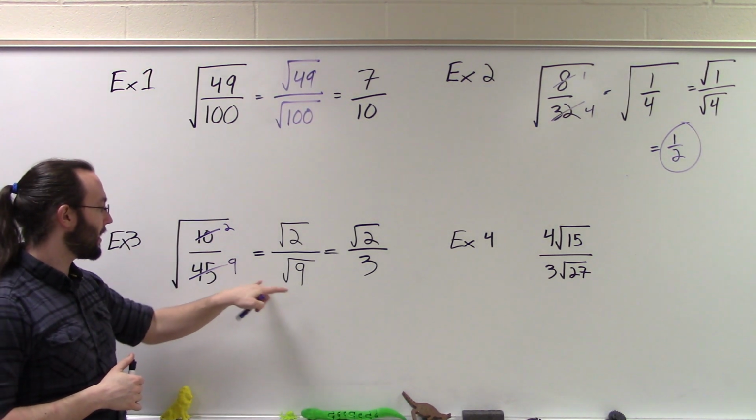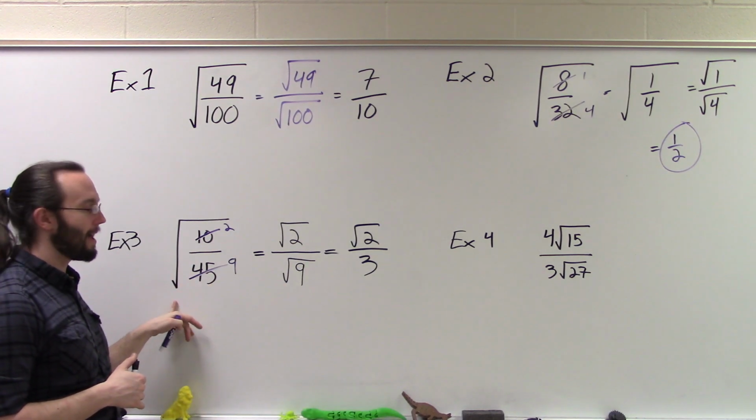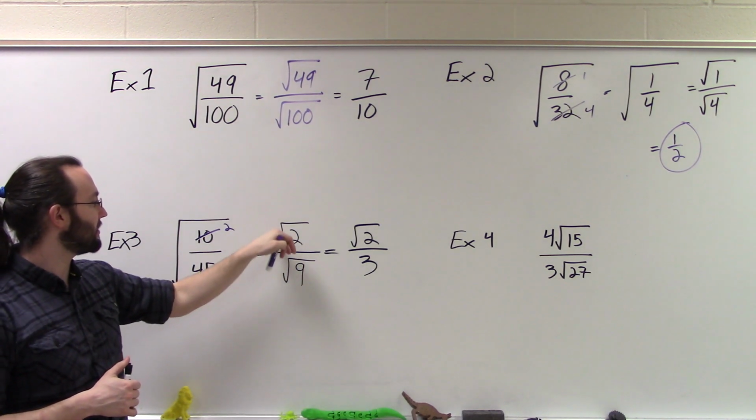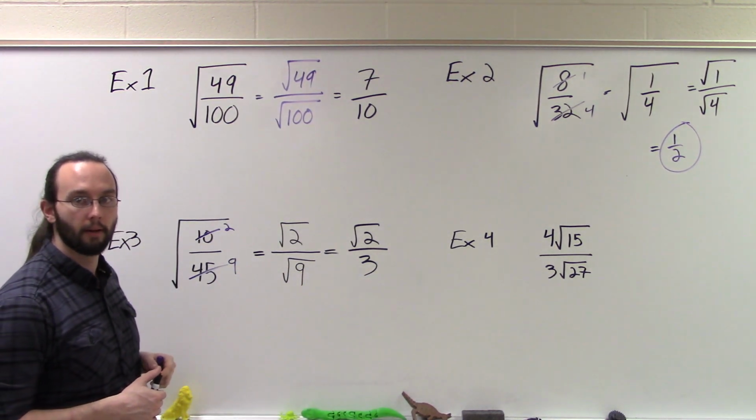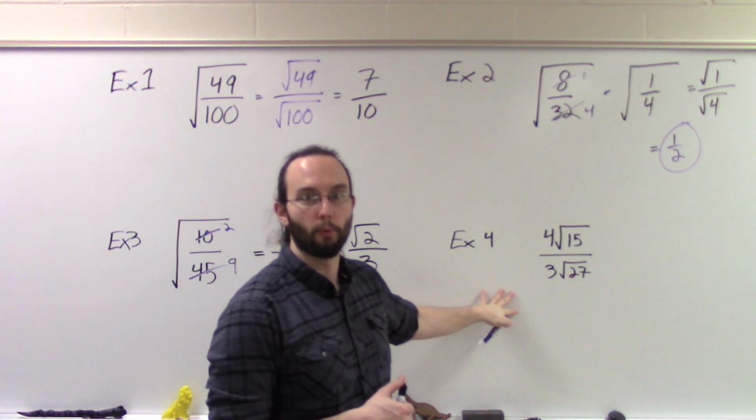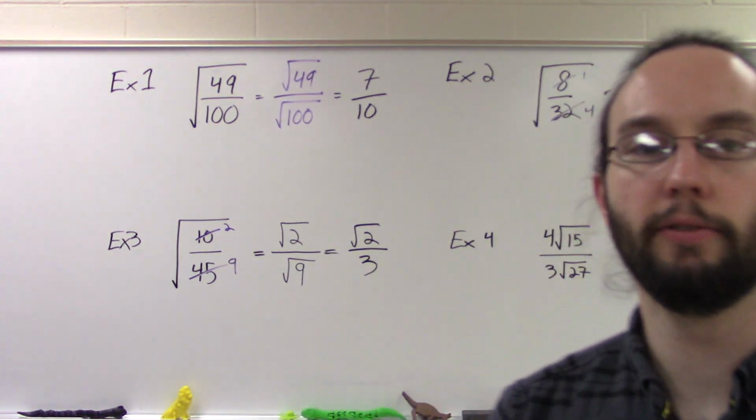So the quotient rule, again, let us flip-flop between that big radical and these two little radicals, one of which we were able to evaluate. Last example is going to take more board space than I allocated, so let's make a new video.